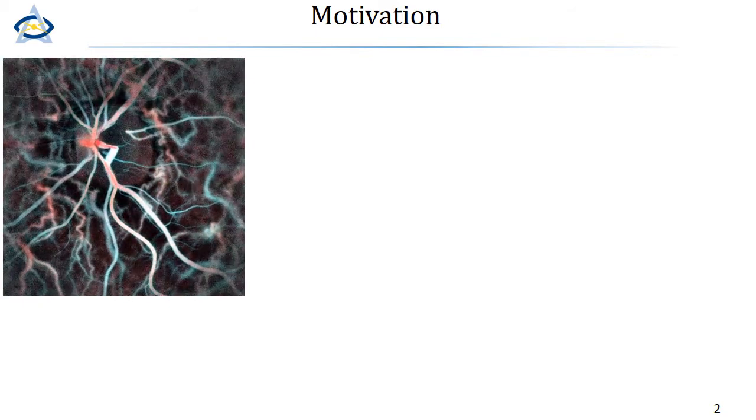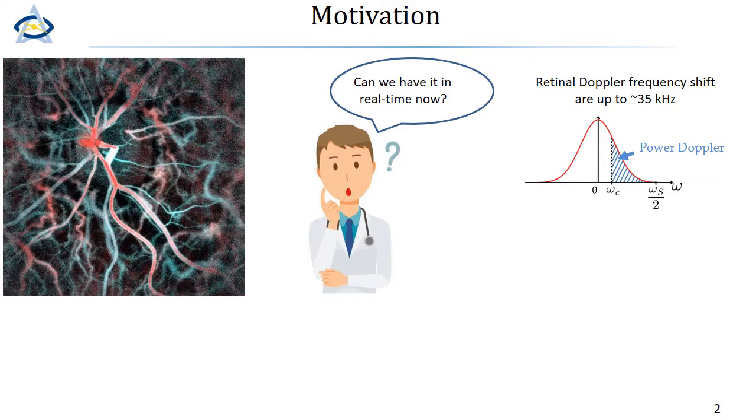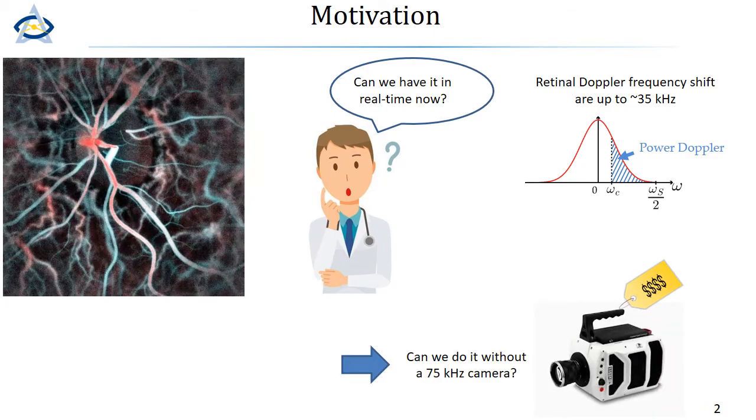We are now able to realize these nice blood flow movies in the eye fundus, but it's not done in real time. It's done with an ultra-fast camera. And it would be very helpful for clinicians to have an instrument that works in real time. The thing is that the Doppler frequency shifts in the retina can be up to 30 or 40 kilohertz. Thus, we need a camera with the corresponding sampling frequency to be able to sample it properly. But these cameras happen to be working offline, and they are ultra expensive and they generate an ultra large amount of data. So how can we do it without this ultra fast camera?